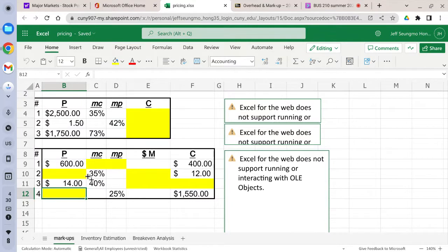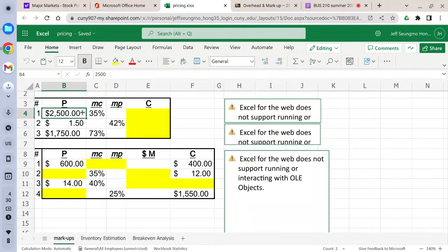You need to have this file open. And always remember, I keep saying this, but in the homework, a lot of students cannot make the distinction between the markup rate based on cost and the markup rate based on price. Think about it. What it is based on makes a whole difference.